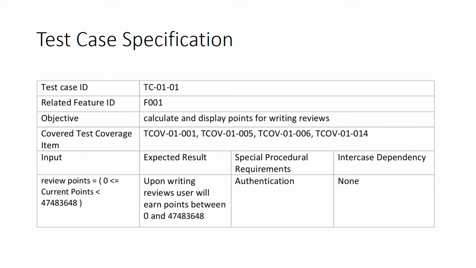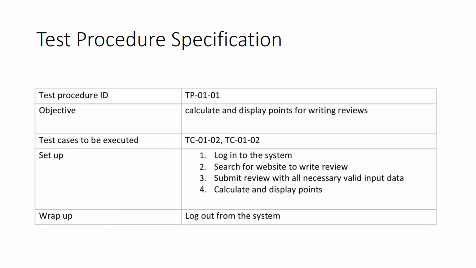So let's move on to the test case specification. Here we have the test ID, then the related feature ID, and the objective of this test case specification is to calculate and display points for writing reviews. This test case covered quite a lot of test items. The input is current points, and the expected result is that after writing reviews, the user will earn points between 0 and 4748368. The special procedural requirement is authentication, so the user must be authenticated.